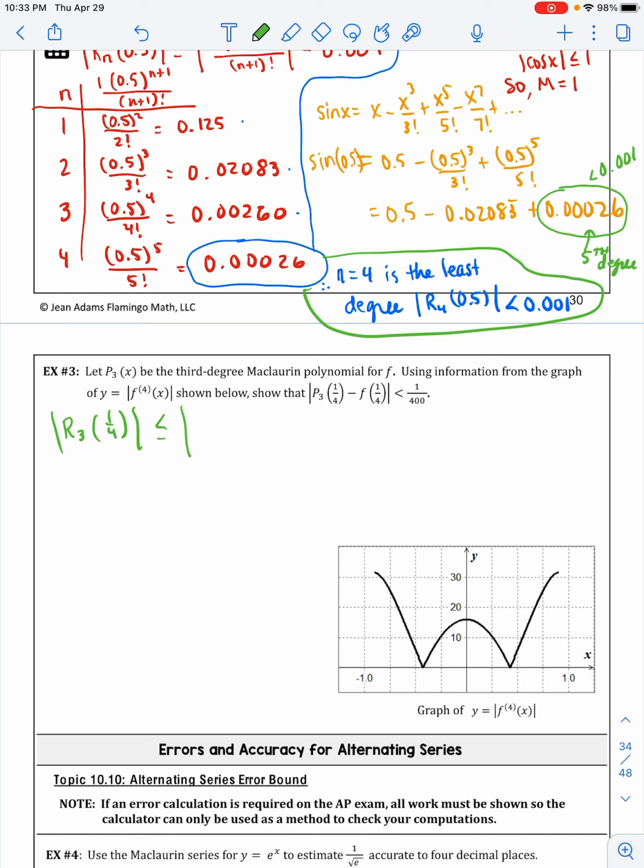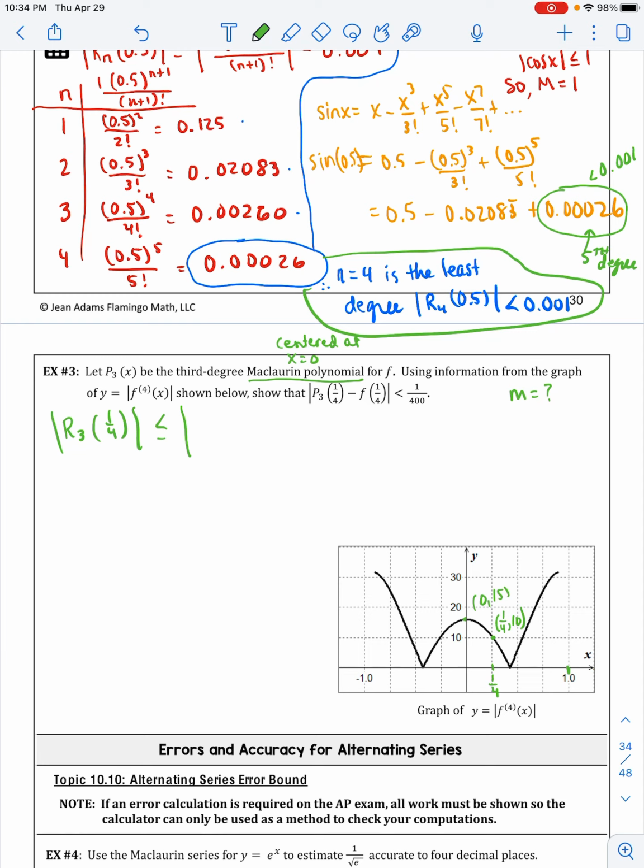For this one, your remainder sub 3 of 1/4 is less than or equal to the absolute value. Now, we have to find the maximum. I need to find my m, and it's a Maclaurin polynomial. It's centered at x equals 0 when it's a Maclaurin. And so when I go to 0, this is 1. What I'm trying to find out here is, so this would be 1/4.